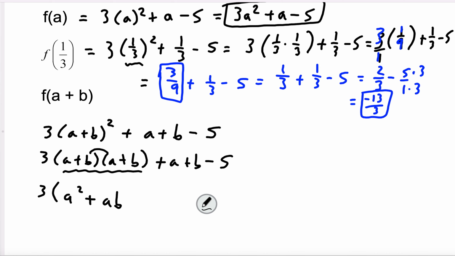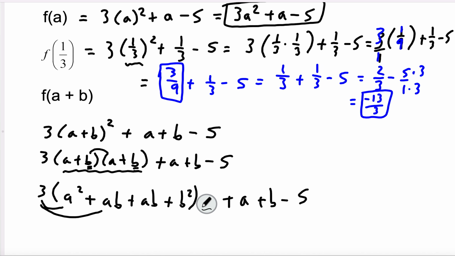Your inner terms here, and when I write these down, since I've got 2 variables there, I've got a b and an a there. So b times a is ba. But I put them in alphabetical order, so that means it's ab. And then my last terms here would be b times b, there is b squared. And then I still have a plus b minus 5.